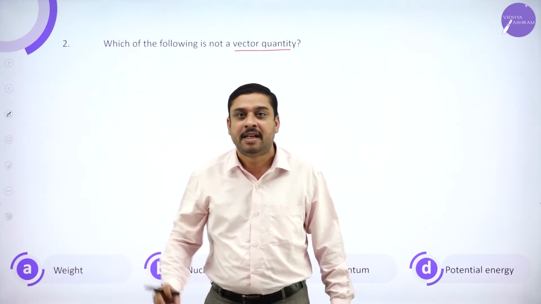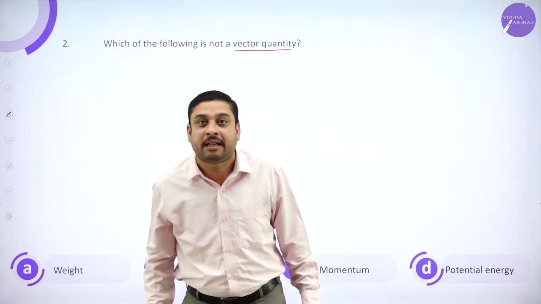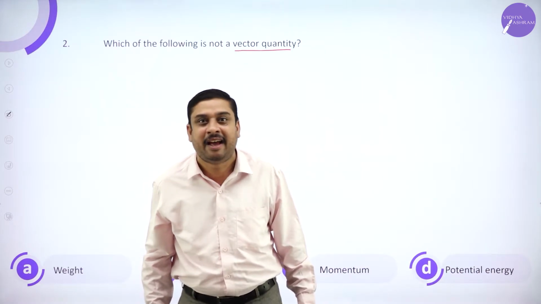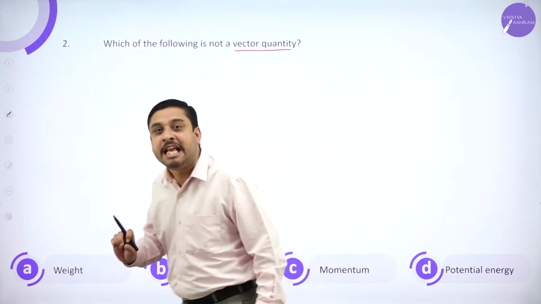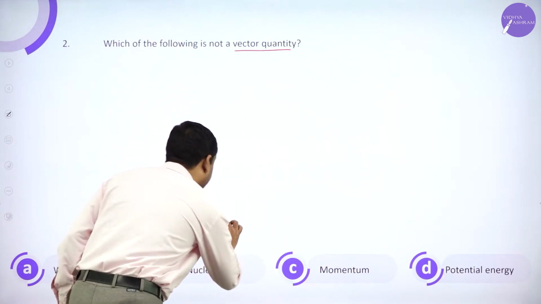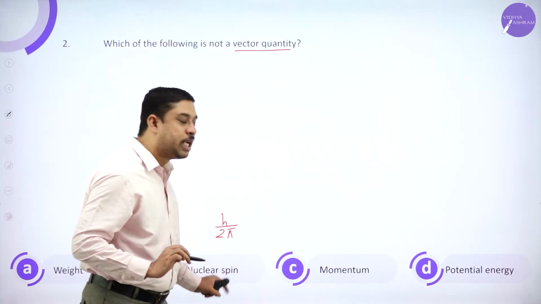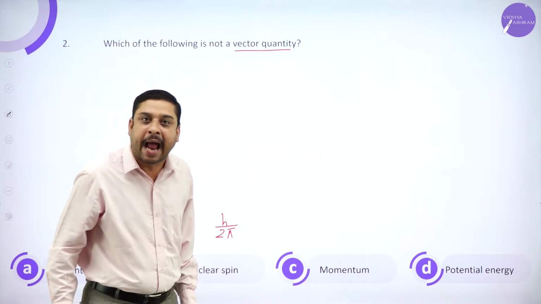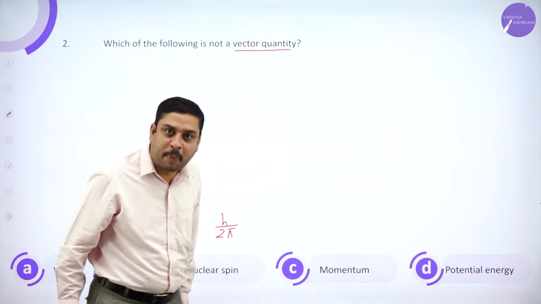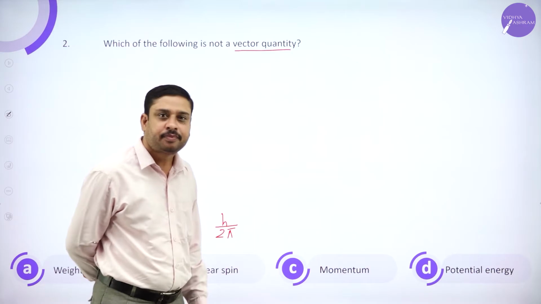Nuclear spin. Students who watch cricket will understand spin quickly. Leg spin, off spin, there is direction. Similarly nuclear spin: its magnitude is h divided by 2 pi. So nuclear spin has a magnitude of h divided by 2 pi, also direction, so it is a vector.